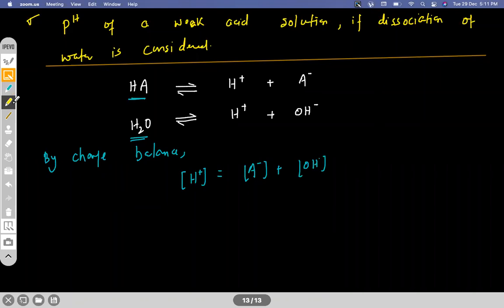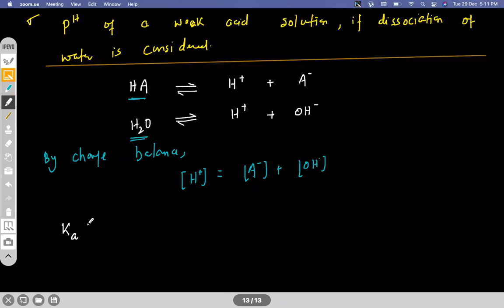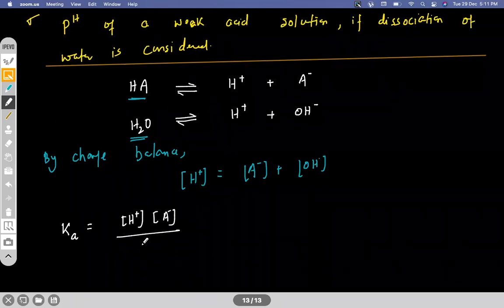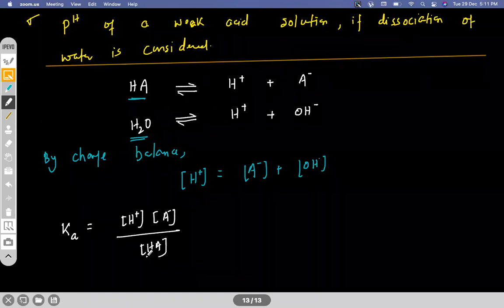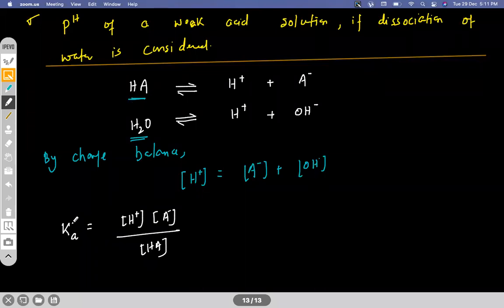Now for acid, Ka equals H plus times A minus divided by HA. Remember, we need to find out H plus. So what we are trying to do is substitute this A minus in terms of H plus, because the concentration of this acid will be given, Ka value will be given in the question.